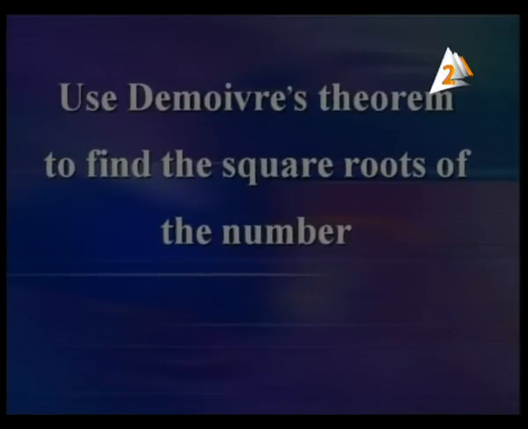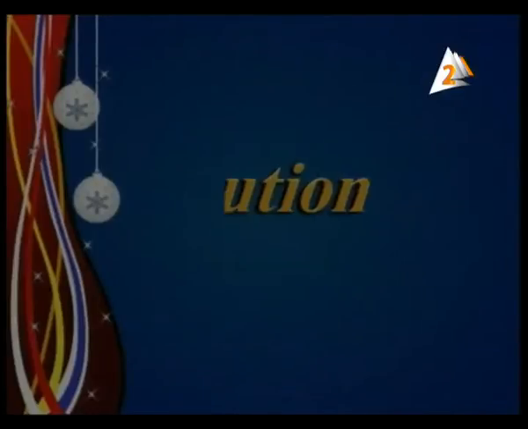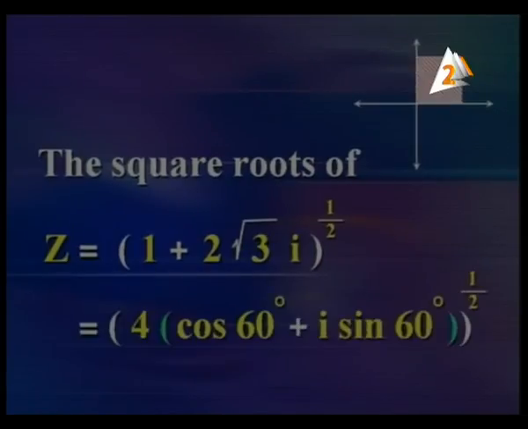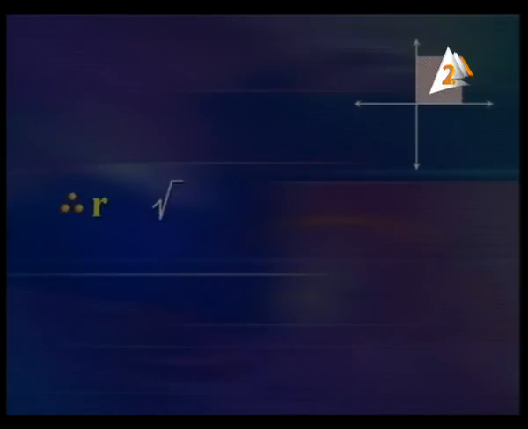Use De Moivre's theorem to find the square root of the number z equals 2 plus 2 root 3 i. This is a very important example. Look at the solution. The square root of z equals 2 plus 2 root 3 i, all to the power 1 over 2, which is 4 multiplied by cosine 60 plus i sine 60, all to the power 1 over 2.